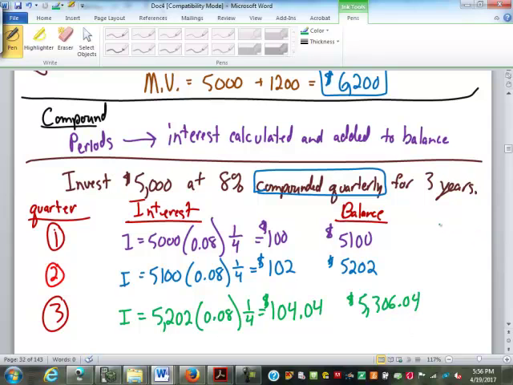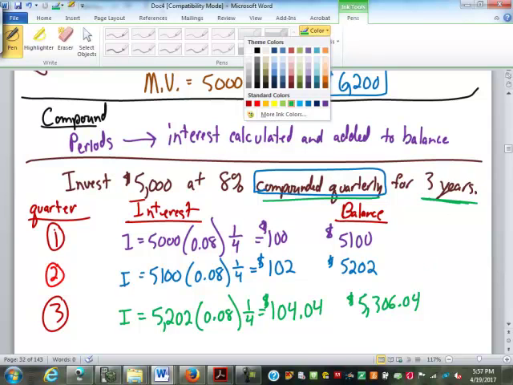Now I'm going to pause here. Compounded quarterly for 3 years. How many quarters is it going to take to get through 3 years? 12. 4 times a year for 3 years, 4 times 3 makes 12. I don't want to do this 12 times. So it's time to look for a shortcut.